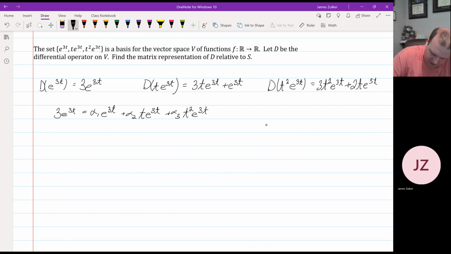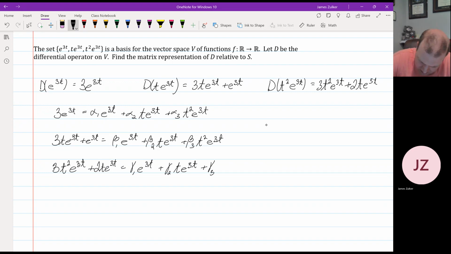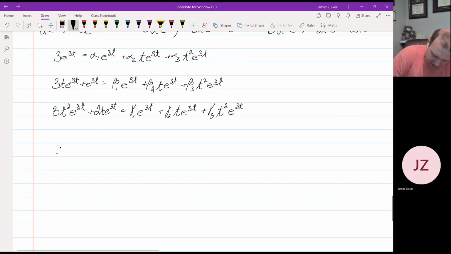Then we have this one. And then we have this one. We can easily see the solution, right? We can just eyeball this solution. Here, alpha 1 has to be 3. The other two are 0, right? So the first column would have to be 3, 0, 0.